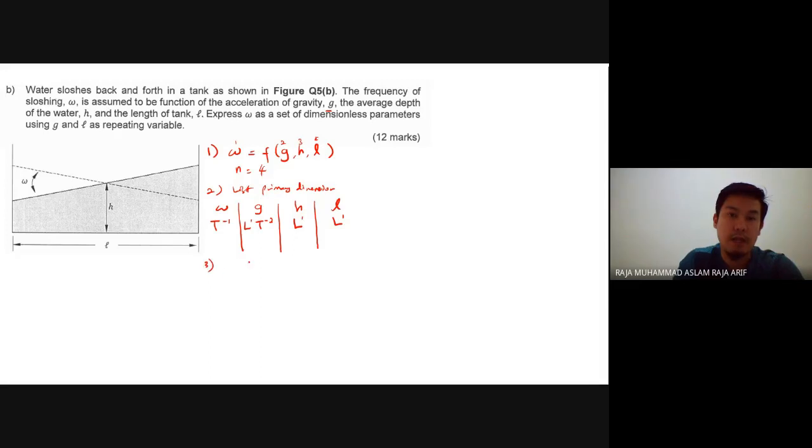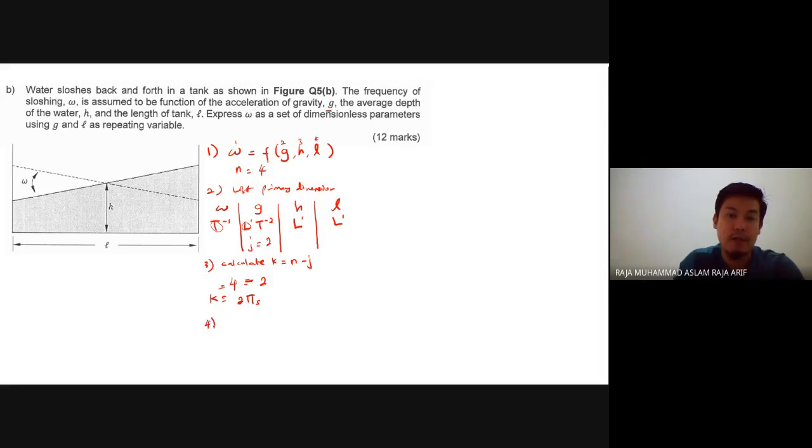The third step is that we calculate the number of K, or number of pi. So N minus J. Our N is 4 and J is 2, because we have T and L. So 4 minus 2 will be 2. Okay, our K is 2, so we will generate 2 pi in this question.